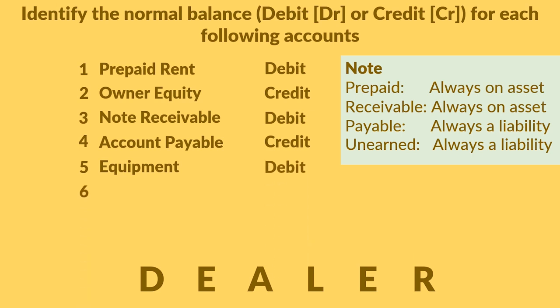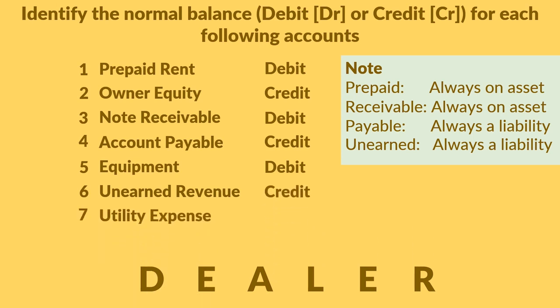Another keyword you need to take into consideration is unearned. This is a little bit tricky, but unearned always indicates liabilities. This is because unearned accounts are liabilities to deliver goods or services when customers have paid in advance. So it's going to be an L in DEALER, so it's a normal credit account.